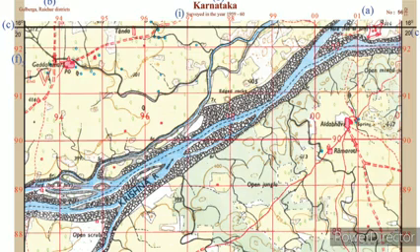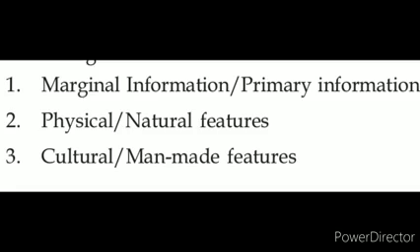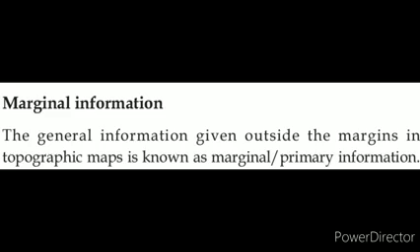The interpretation of a topo sheet is based on three different stages. Look at the screen. These three different stages are: one, marginal information or primary information; second, physical or natural features; and the third is cultural and man-made features. Let's discuss one by one. First, the marginal or primary information.